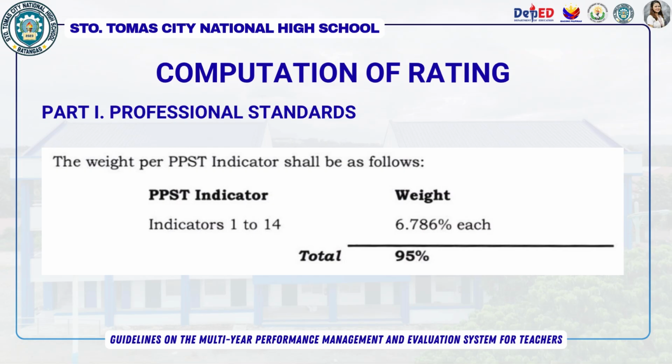Now let's look at how your rating is computed. It's a weighted calculation. The professional standards or the CRA objectives is the bulk of your rating, accounting for 95% of the total score. The weight distribution, since you have 14 PPST indicators per year, each indicator is weighted at 6.786%, and every objective truly matters.